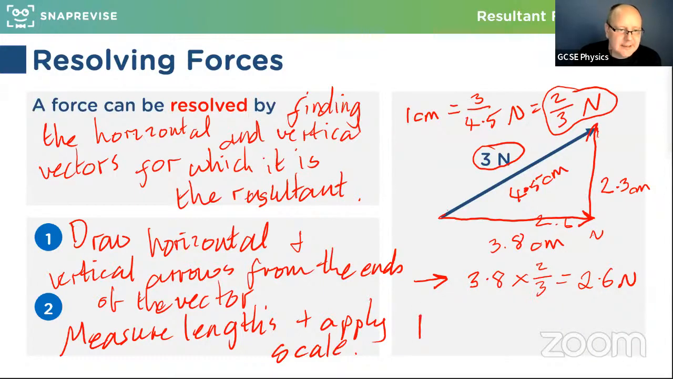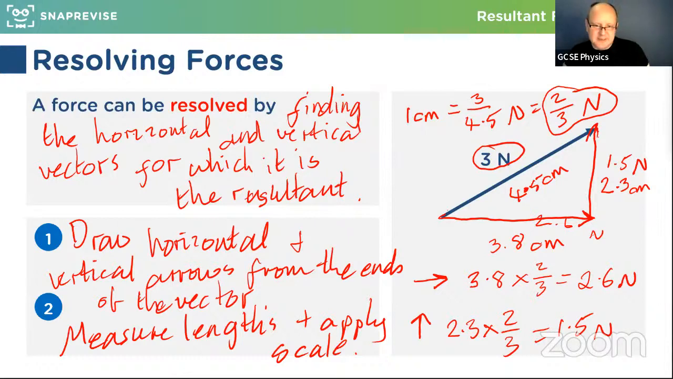And then vertically, we've got our length of 2.3 centimeters, multiply that by our scale factor of 2/3, and that equals 1.5 newtons. So this is 1.5 newtons. That length of 2.3 centimeters means that there's 1.5 newtons acting vertically. And that's how you resolve the vertical and horizontal forces from a single resultant force.